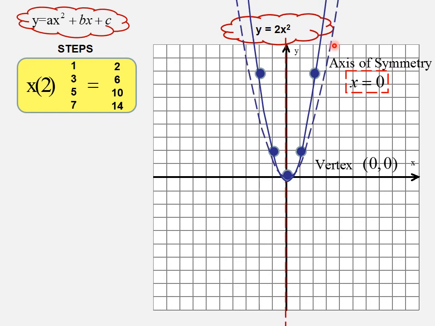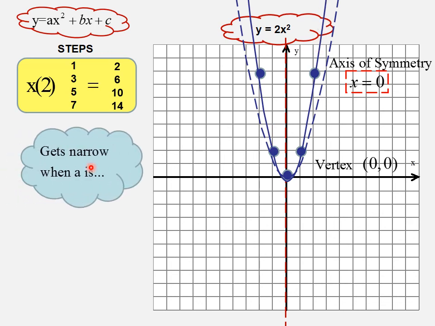And let's compare to the original y equals x squared. So here's my dotted original y equals x squared. Notice what happened this time. Instead of getting wider when we had a decimal here, notice it's gotten narrower. So here it's gotten taller and narrower than our original. Okay? So we could say that the parabola gets narrower when a is bigger than 1.